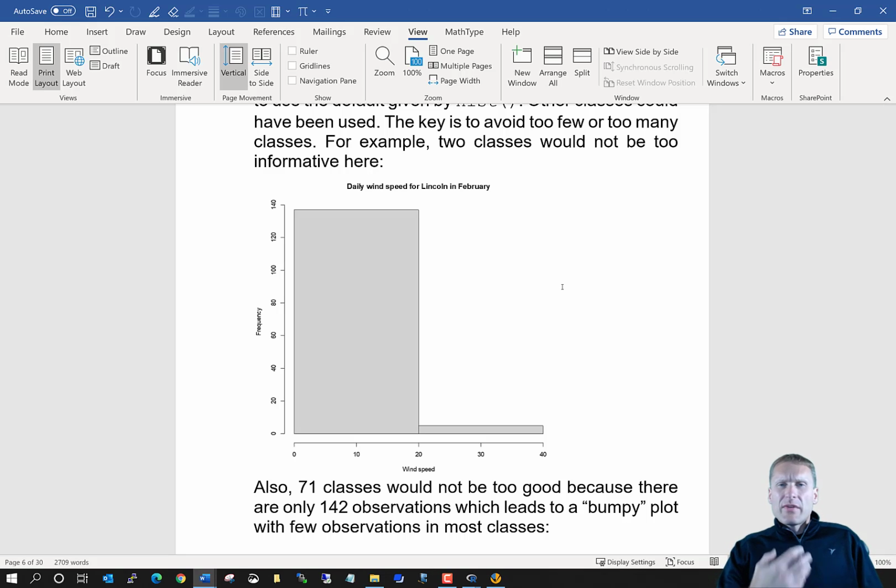In the end, this isn't very informative at all. It just says, oh, we got a lot between 0 and 20, and we got a little bit more for 20 to 40. That's all. So it's not very informative.